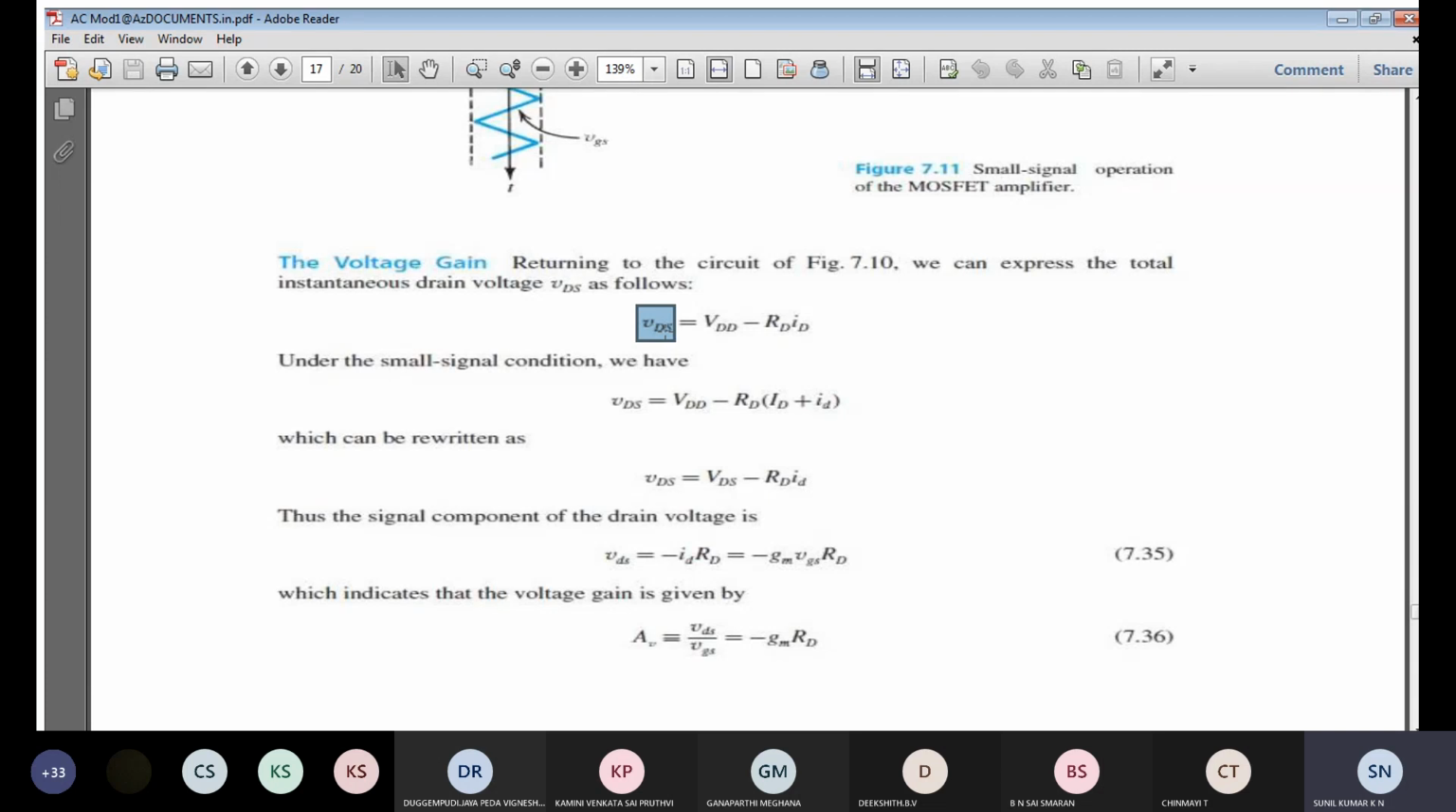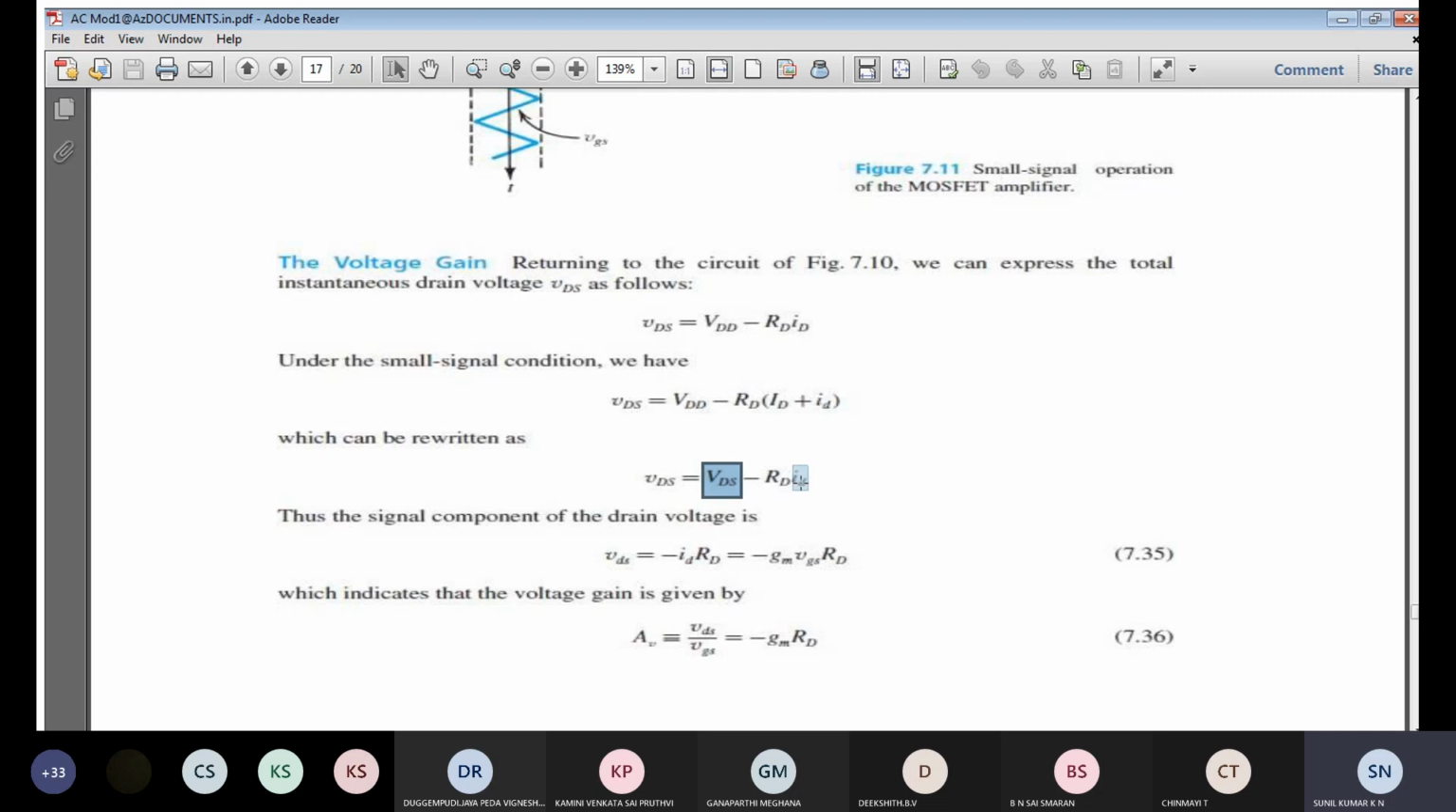So the instantaneous value of the drain to source voltage has been written. You can expand the term. So VDD minus RD into this instantaneous value can be written as the DC drain current plus the signal drain current, because now we have the current ID as well as the small signal current id. So we can substitute the value of the signal drain current over here. Now we can write VDS will be equal to VDD minus ID into RD as one expression, as well as VDD minus RD into small id as another expression. So VDD minus RD into ID, I can write as capital VDS, the DC drain to source voltage, minus ID into RD.